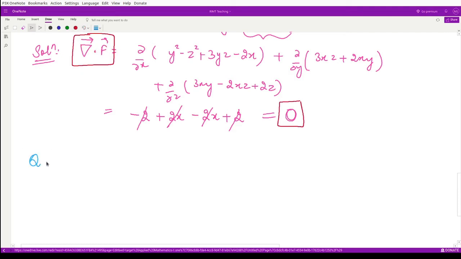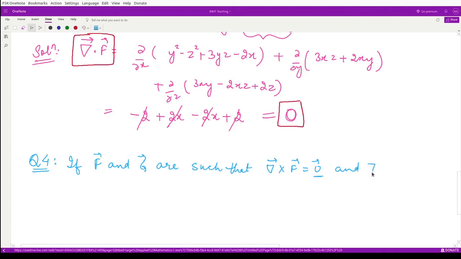Okay. So next we have question number 4, which says that if vector F and vector G are such that del cross vector F is equal to 0 vector, and note that this is a 0 vector because the cross of two vectors is always a vector quantity, and moreover we have del cross vector G as equal to 0 vector. This is given to us. Then in this case you are to show that vector F cross vector G is solenoidal.